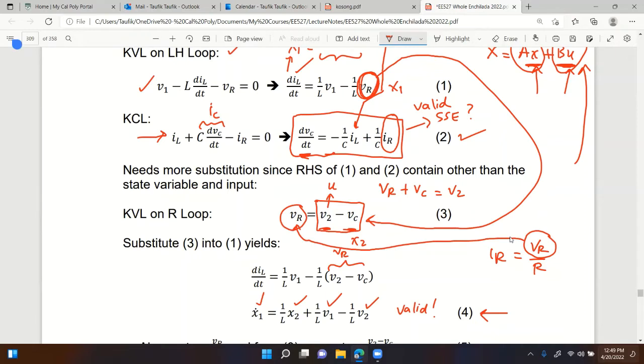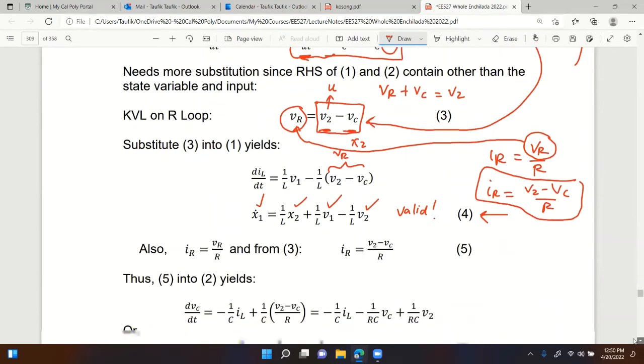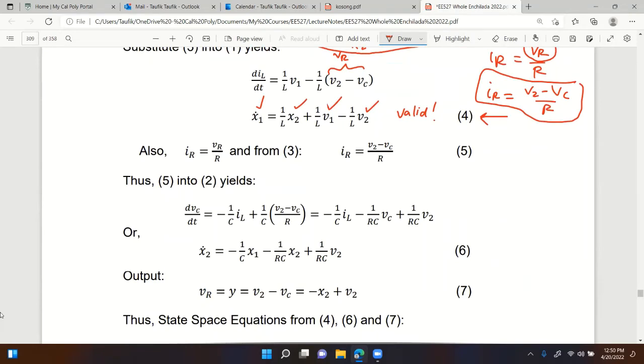So if I replace VR with V2 minus VC, then we should be okay, right? So that's what I'm going to do. I'm going to replace IR with V2 minus VC over R, with this equation. Make sense? And right here, this used to be IR. I replace it with V2 minus VC over R. And then look at the algebra. Hopefully that's correct. Is it? Yes, it is correct.